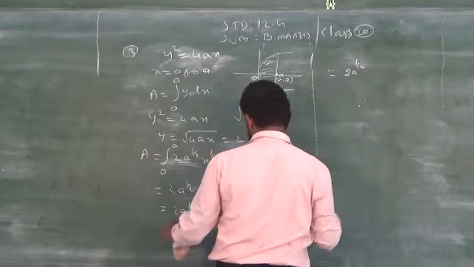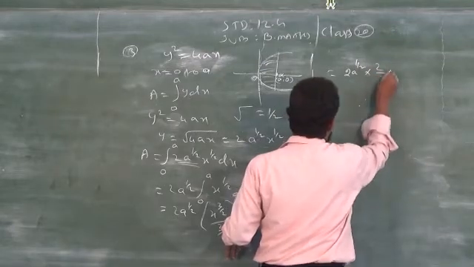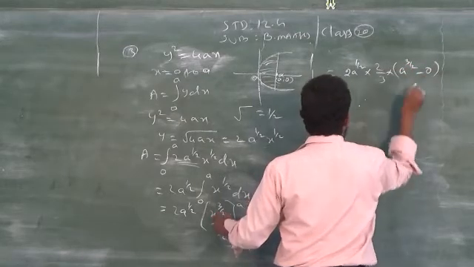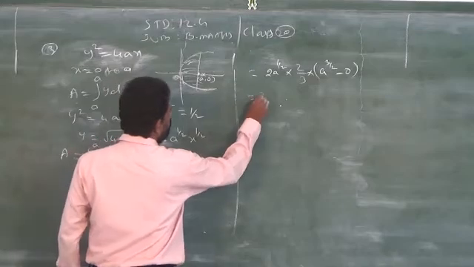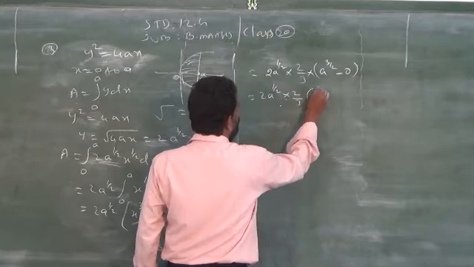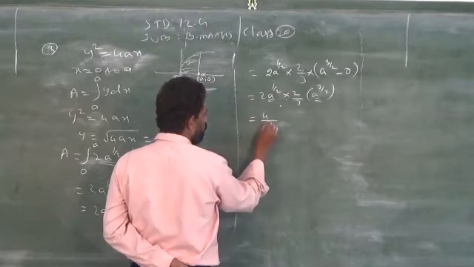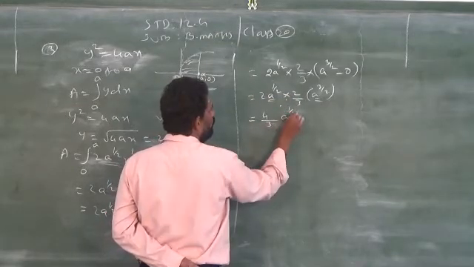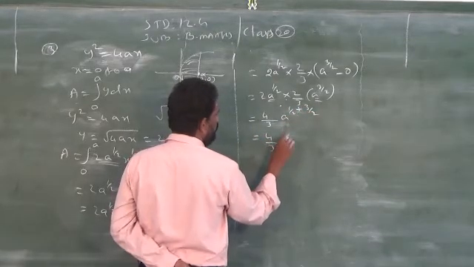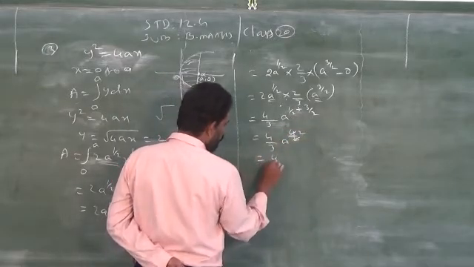2a power 1 by 2 into, you have to take the reciprocal of the denominator, then the upper limit. When you replace the lower limit, 0 only will come. So 2a power 1 by 2 into 2 by 3, a power 3 by 2. Here the bases are the same, so 2 twos are 4, 4 by 3. When the bases are the same, you have to add the powers, which you studied in 8th standard. You add the powers and get 4 by 3 a square.